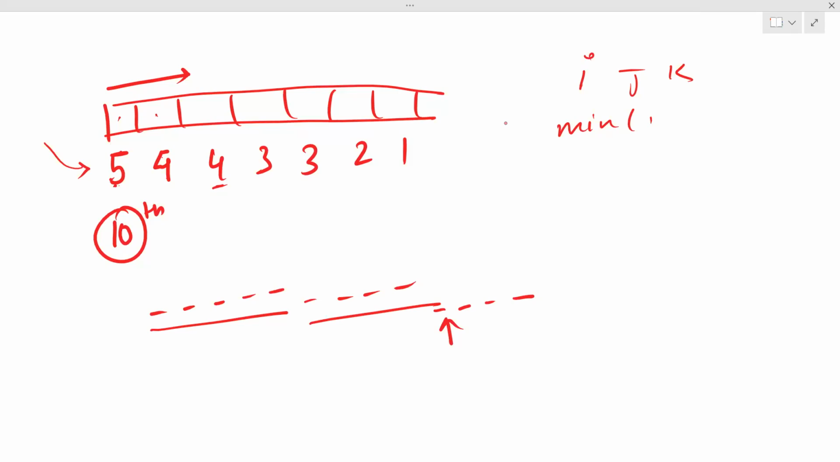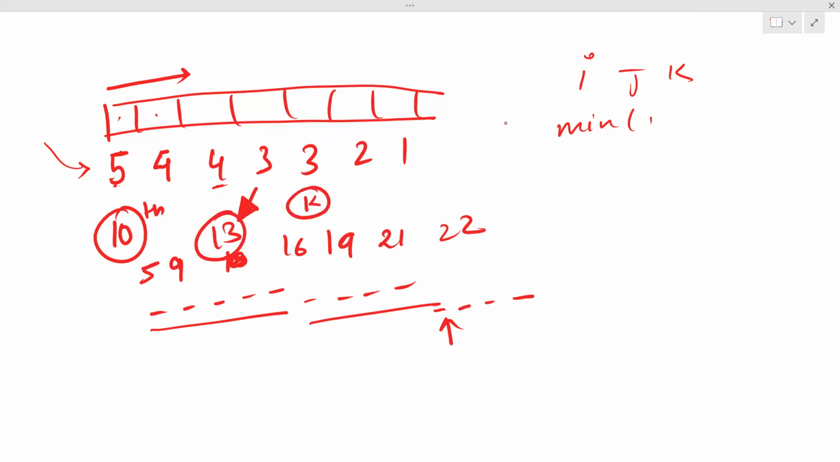One of the ways is to calculate the prefix sum: 5, 9, not 10, but 13, 16, 17, 18, 19, 21, and 22. And find the first position at which the prefix sum value is more than k. So this would mean that the value at this index in my array A is going to be the kth smallest value, right? Is it clear now? Yes, no, anything?